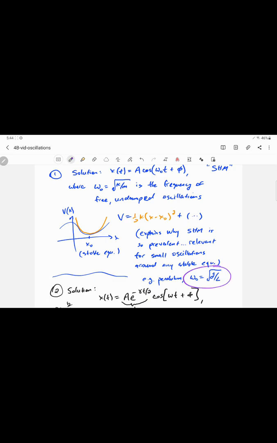So the form might look a little bit different. Instead of square root of k over m, in that case, the angular frequency is actually mass independent. It just depends on the strength of the gravitational field and the length of the pendulum. But it's a very similar idea in that you have a potential energy function that's quadratic, or at least locally quadratic next to the stable equilibrium point.